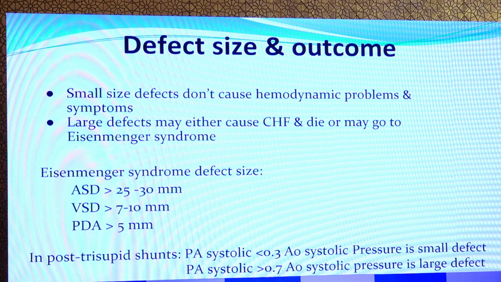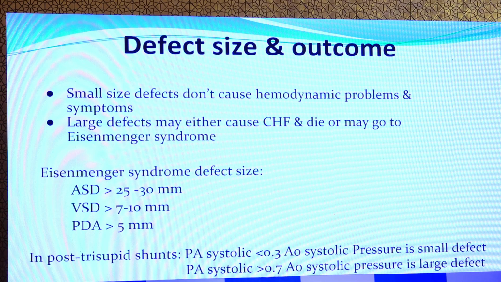And if you are seeing the gradients, if you are seeing a pulmonary artery pressure which is less than 0.3 of the aortic pressure by echo, or whatever way you find out, this has to be a small defect, provided there is no pH. It has to be a small defect and shunt. If pulmonary artery pressure is more than 0.7 of the aorta, it is a large shunt. So these are certain guidelines which examiners use, when you will call it a large shunt, when you will call it a small shunt, depending upon the PA pressure.